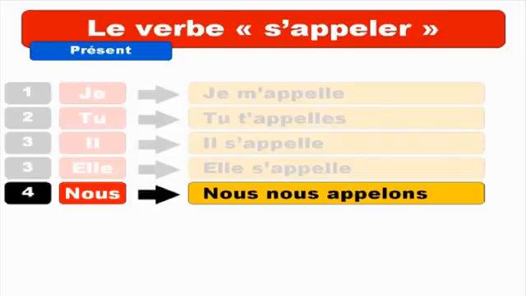Nous nous appelons. Repeat. Nous nous appelons. Okay, so you can notice that the pronunciation is a bit different for the verb. It's appelons. Okay, because there is only one L there. Nous nous appelons. So repeat.